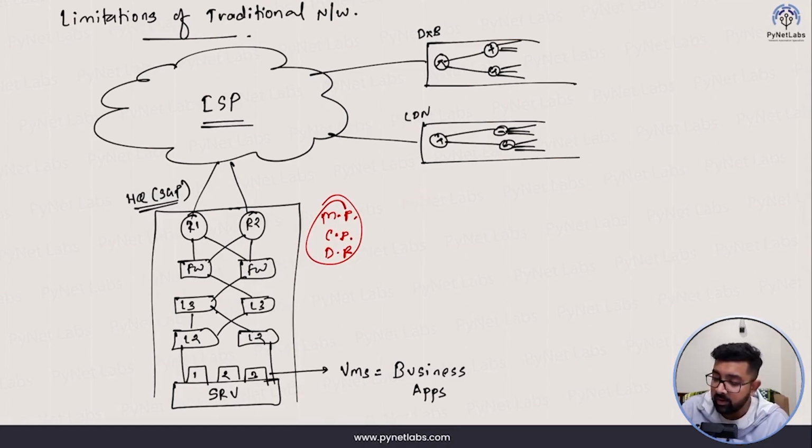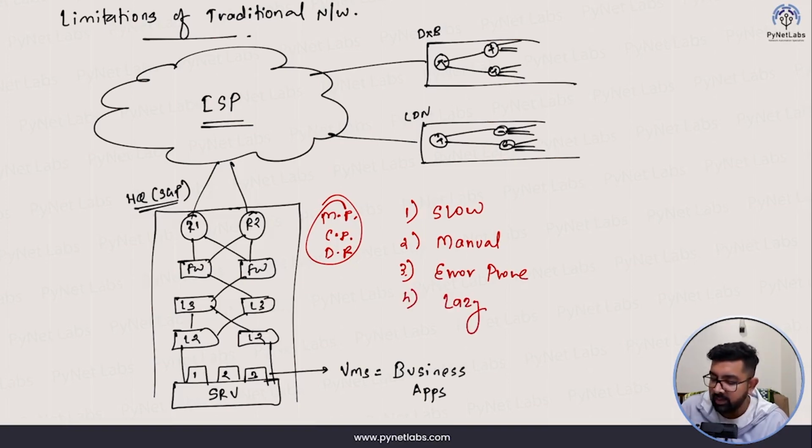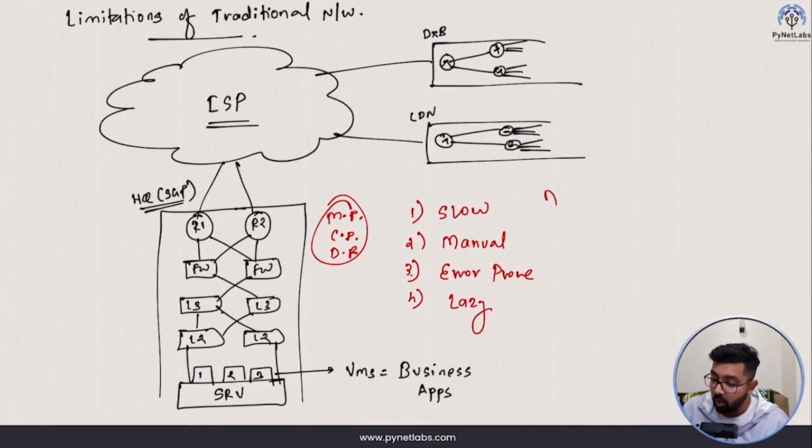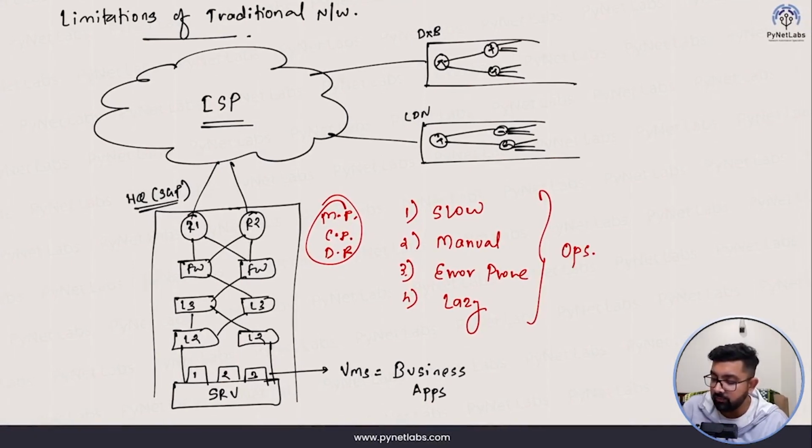The network is slow. The network is manually configured. The network is error prone and very lazy in terms of being managed. All of these parameters come into the picture when we speak about operations. I'm not saying that BGP will work slow. I'm not saying that OSPF will work slow. No, that's not the concern. The concern is, how do you manage that network?